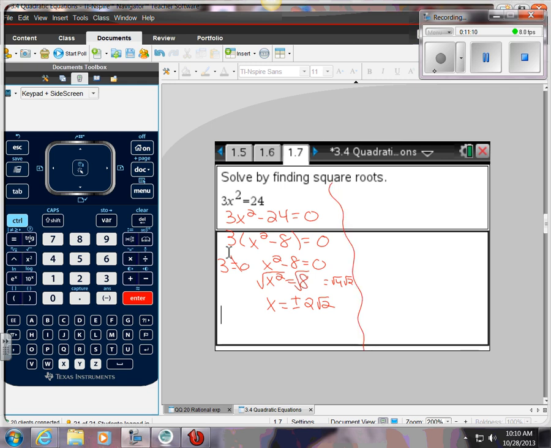So that's one way to do it. The other way would have been to start by dividing by 3. That would have automatically given us x squared equals 8. Again, I said it doesn't always have to be factoring. Sometimes we can use square root, right? Square root of both sides. x equals plus or minus 2 radical 2. So there's more than one method.